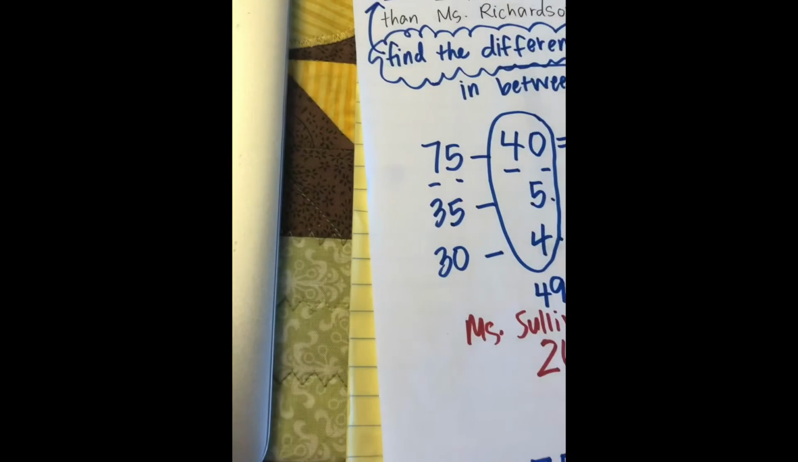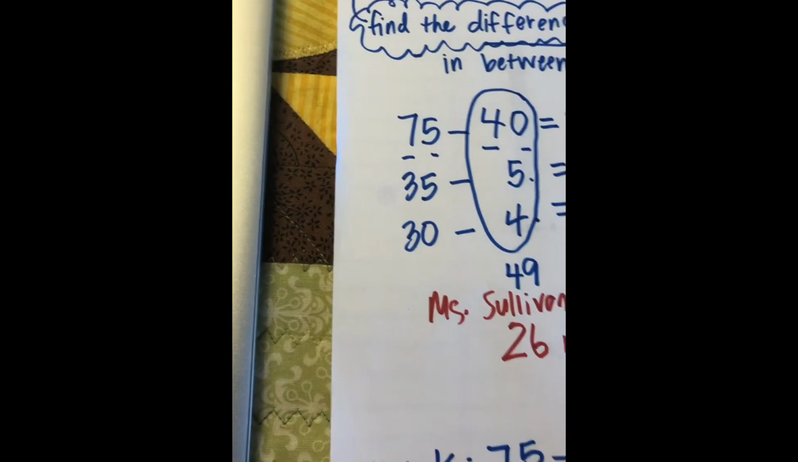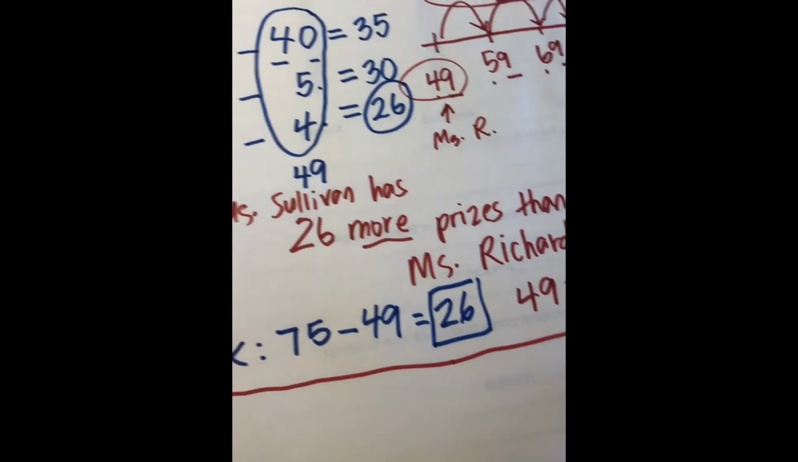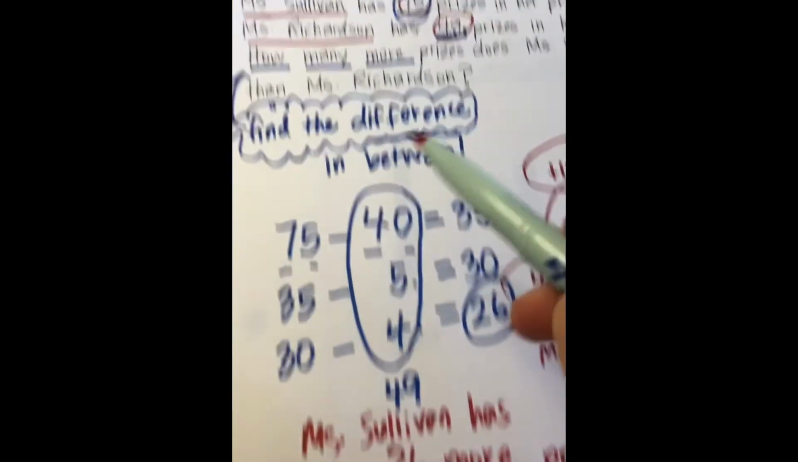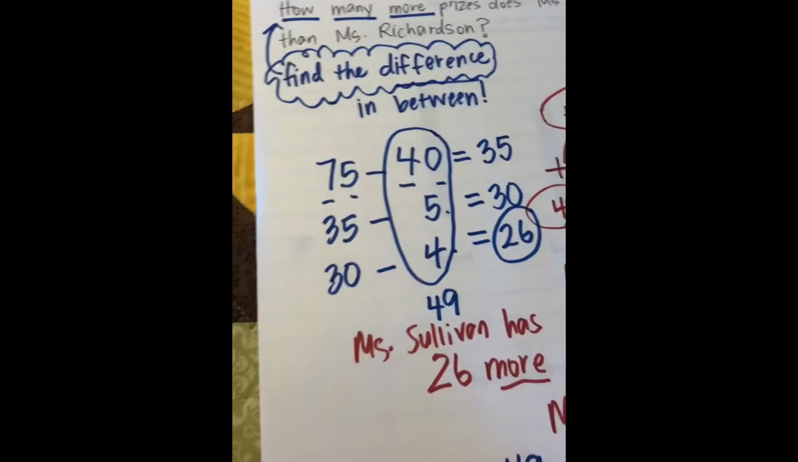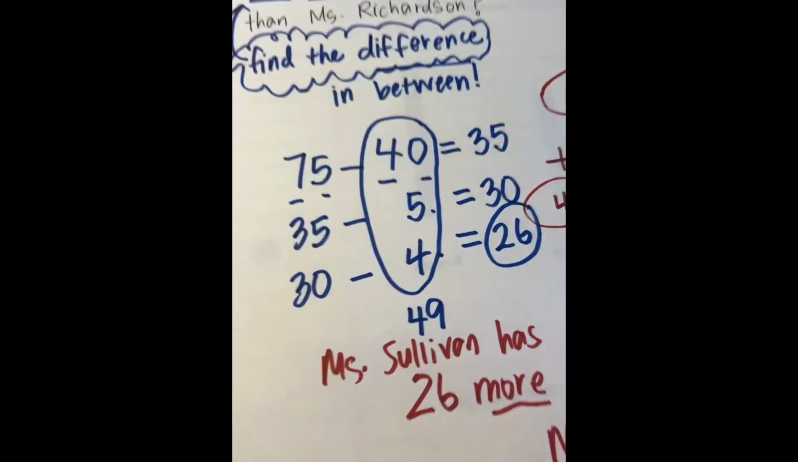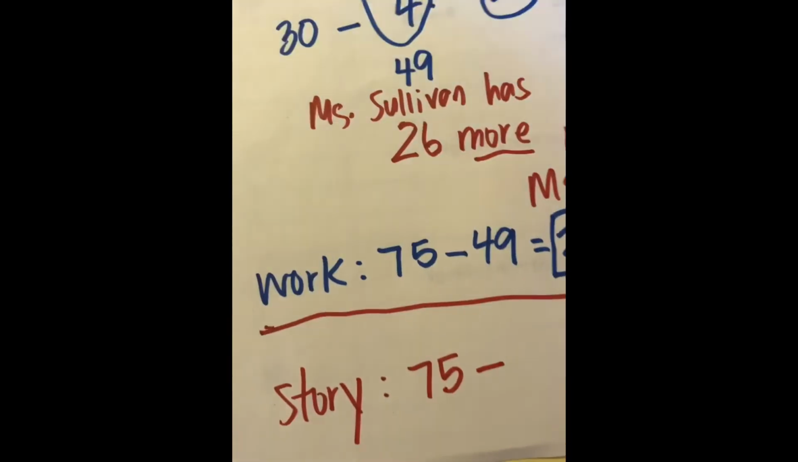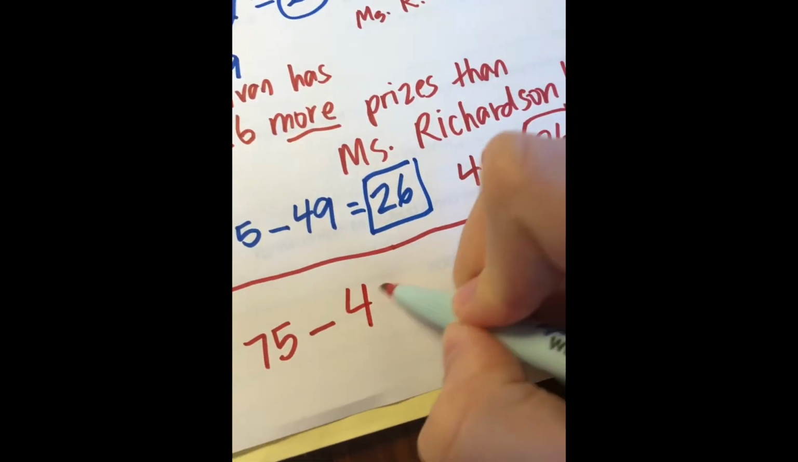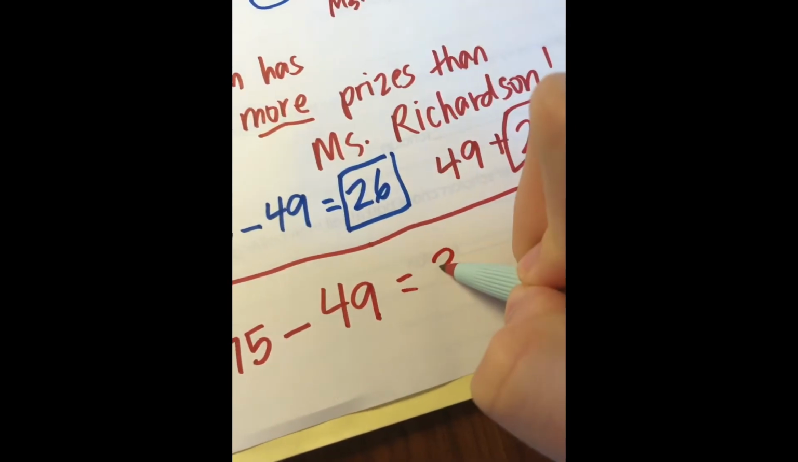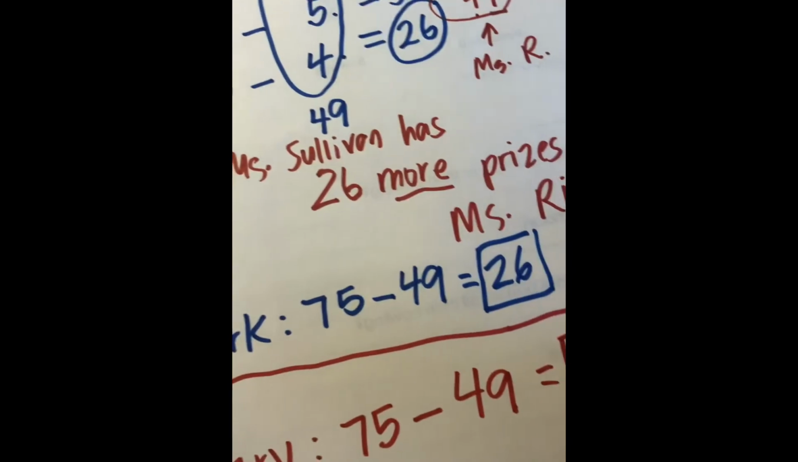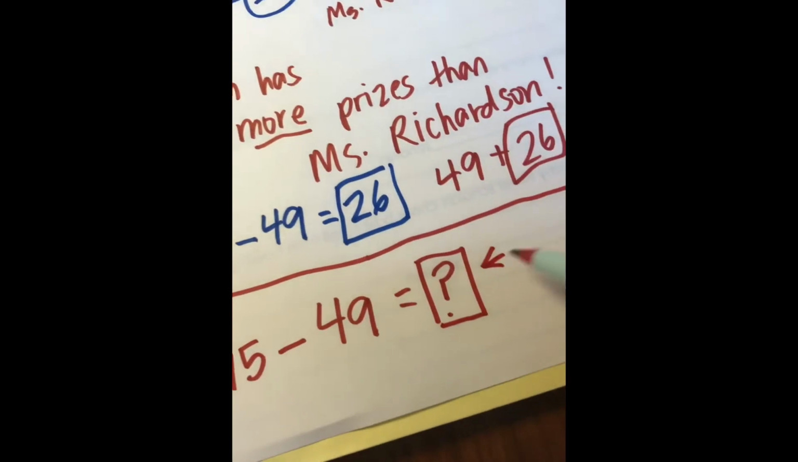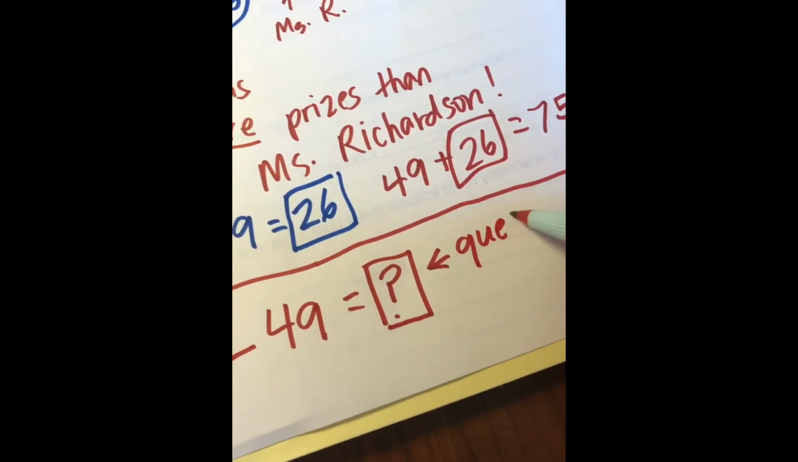But to match the story, this one's a little bit tricky. You're just going to follow the numbers in the story, right? So Miss Sullivan has 75. In order to find the difference, we have to take away the prizes that Miss Richardson has. And that's going to give us the difference. Which, to match the story, it always needs to have a question mark.